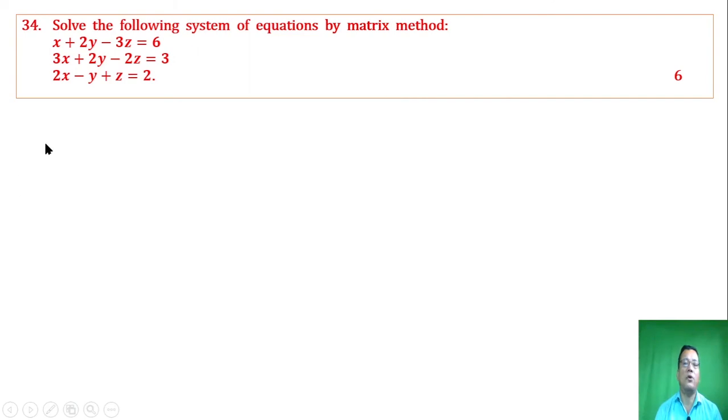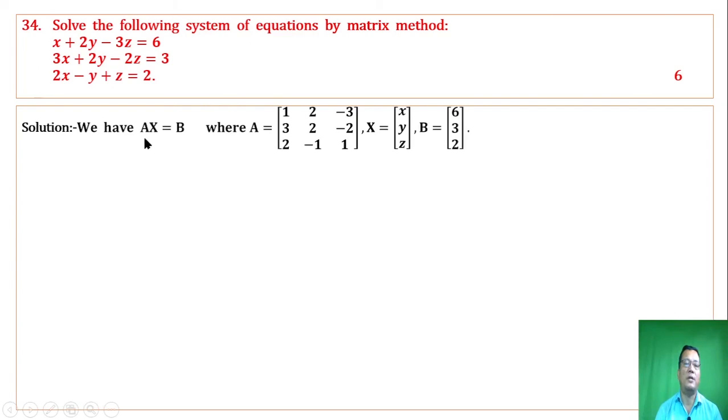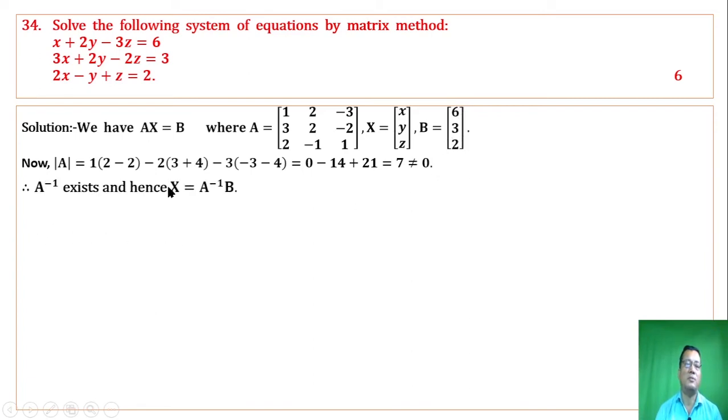34. Solve the following system of equations by matrix method. We have AX equal to B, where A is the coefficient matrix, X is the column matrix formed by unknowns, and B is the column matrix formed by constants. Now we have to find the determinant of A whose value is 7, which does not equal 0, therefore inverse exists. Hence multiply the inverse on both sides of this equation, we get X equal to A inverse B.